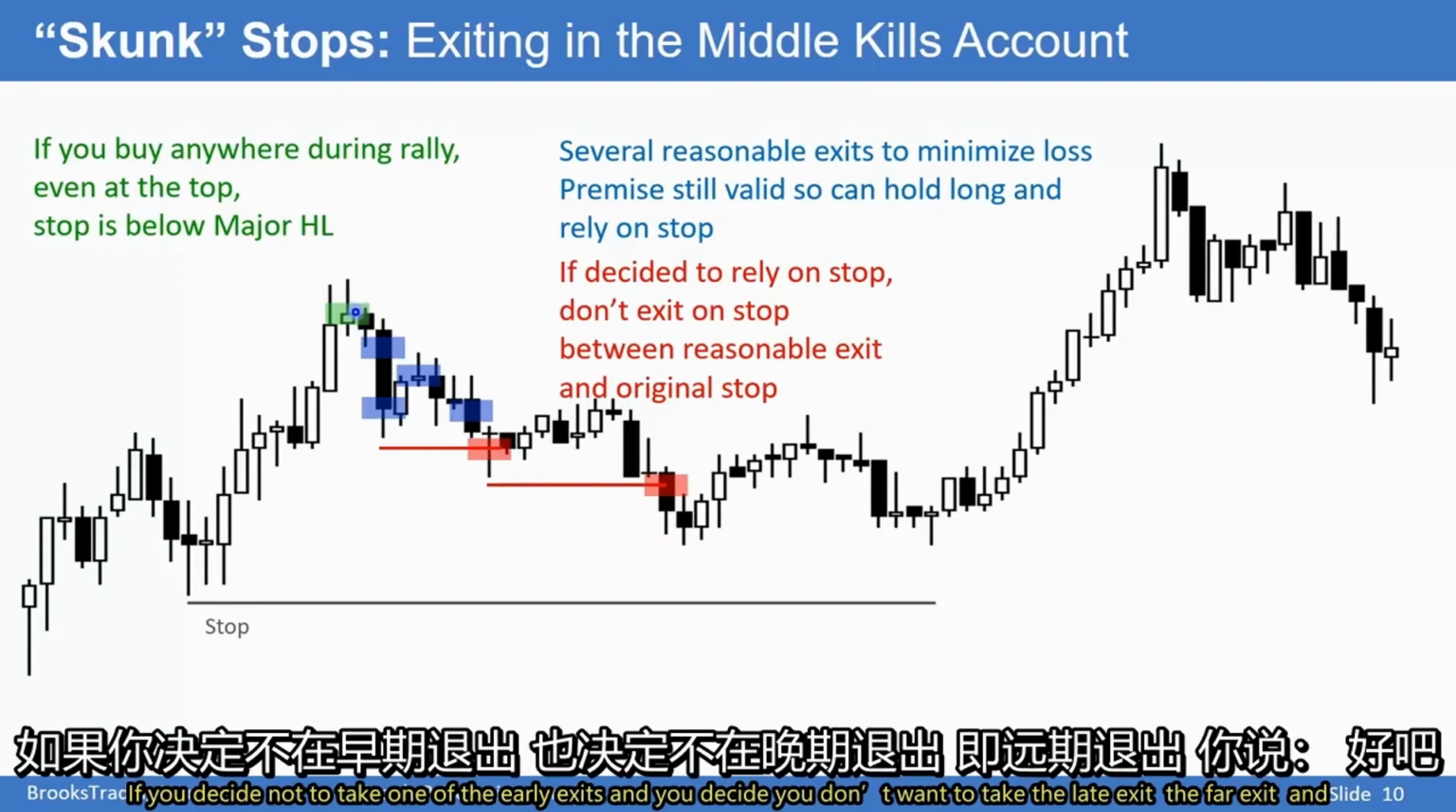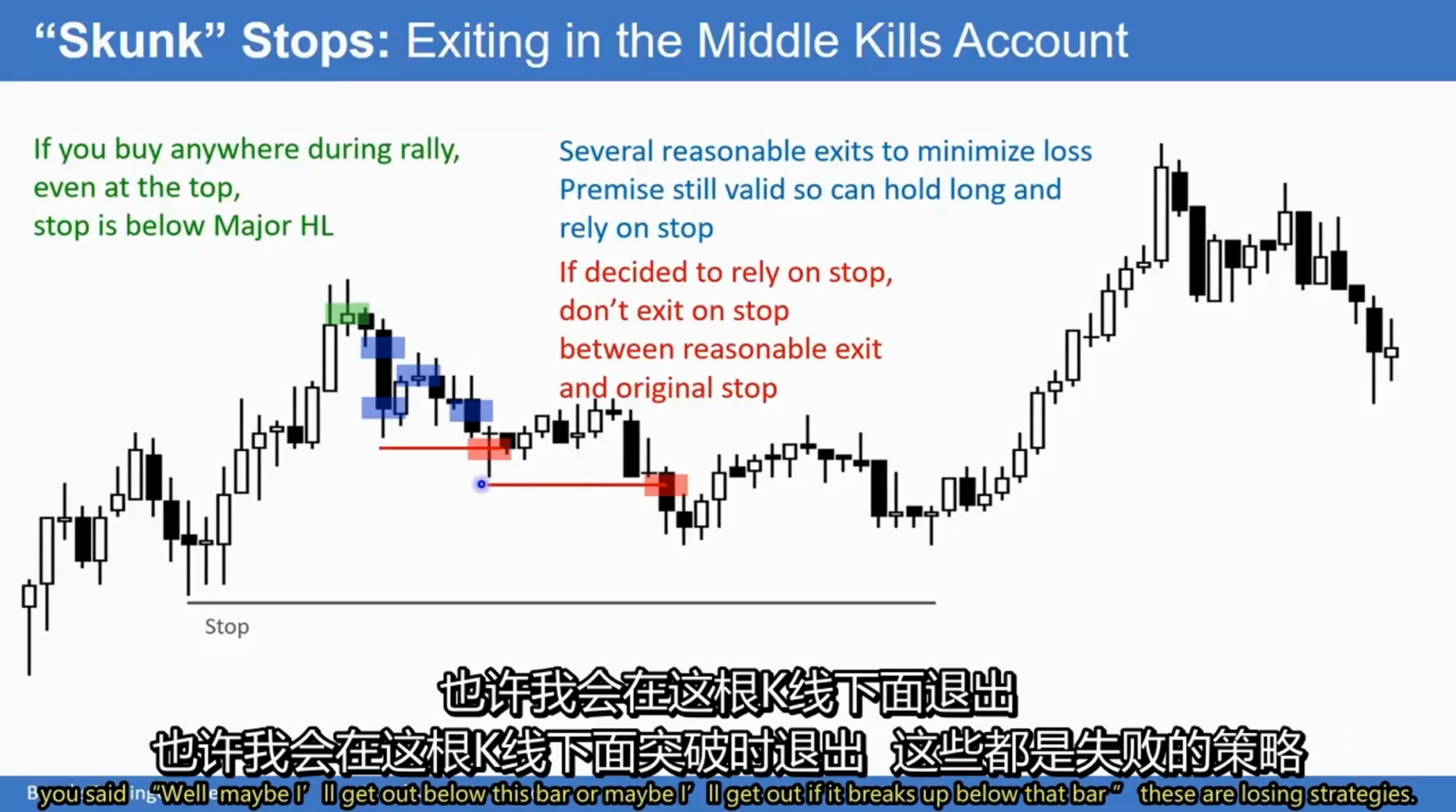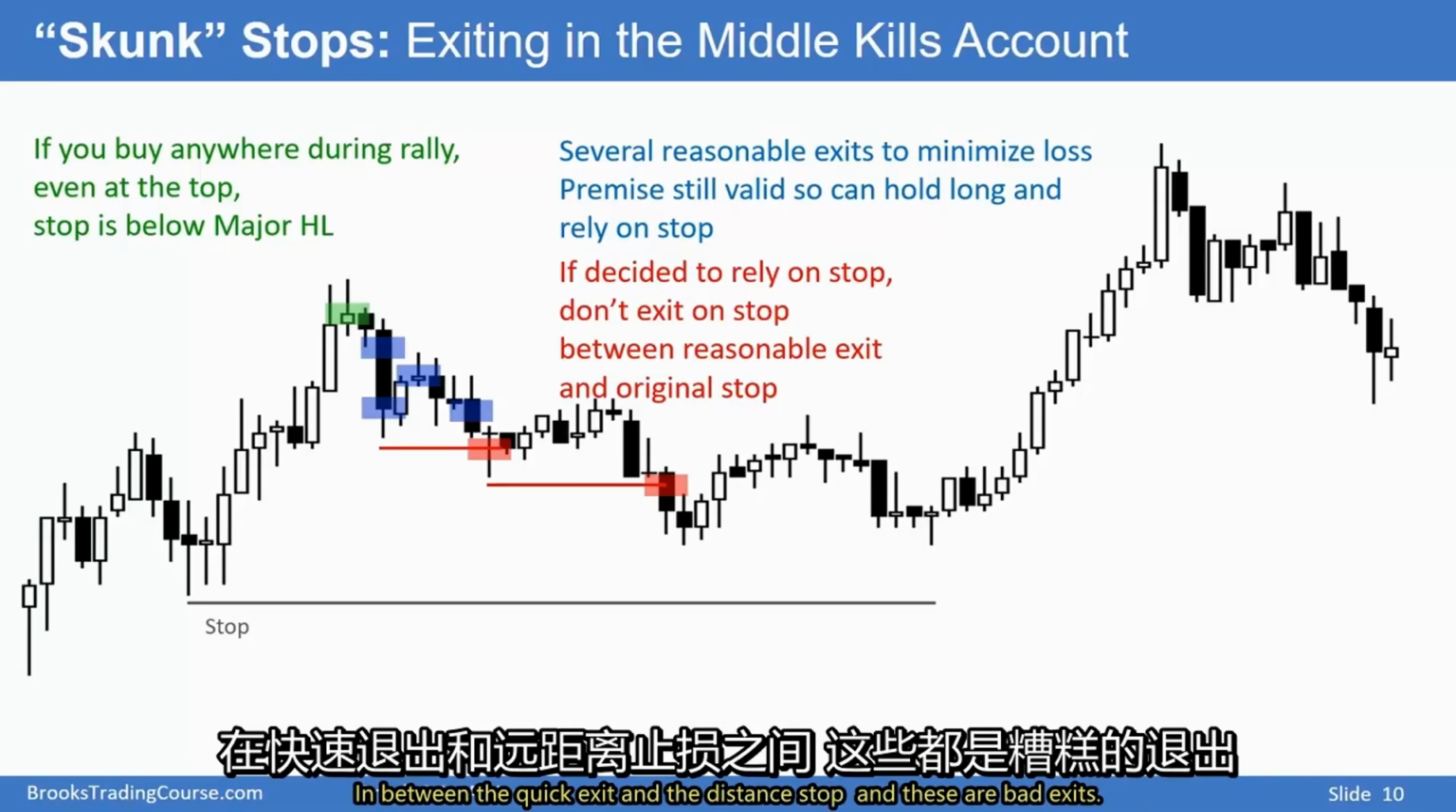If you decide not to take one of the early exits, and you decide you don't want to take the late exit, the far exit, and you say, well, maybe I'll get out below this bar, or maybe I'll get out if it breaks out below that bar, these are losing strategies. In between the quick exit and the distant stop, these are bad exits.